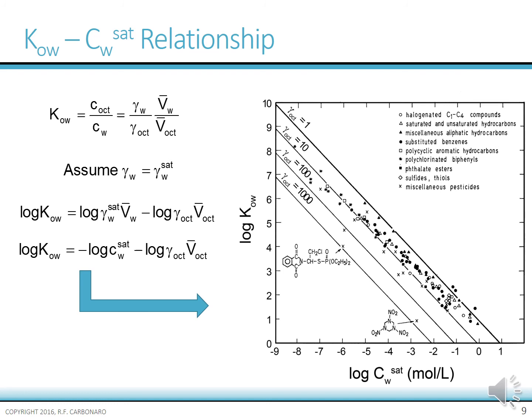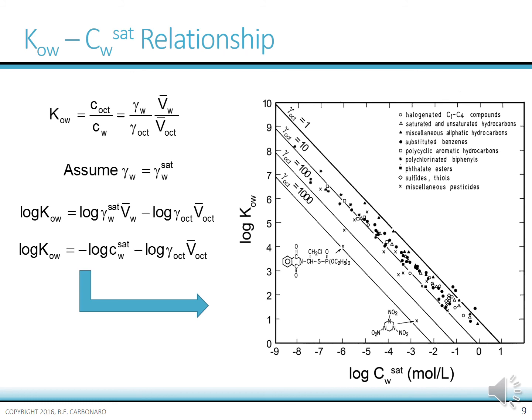So they're in some ways very similar, in that the chemical is partitioning between an organic liquid and the aqueous phase. So, in fact, yes, there is a relationship between the KOW and the aqueous solubility. They do trend with each other. And as the KOW gets larger, the CW sat, the aqueous solubility, gets smaller.